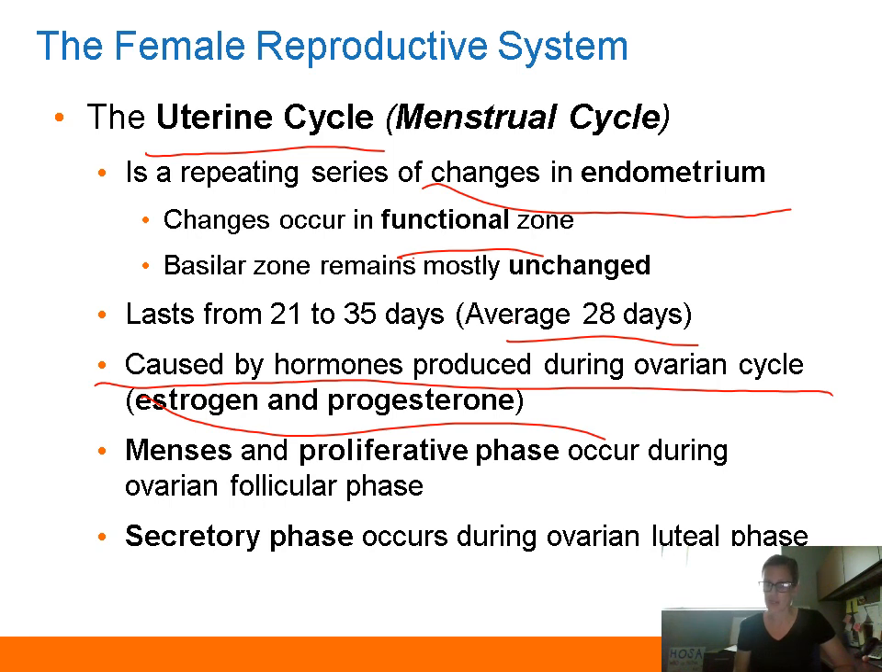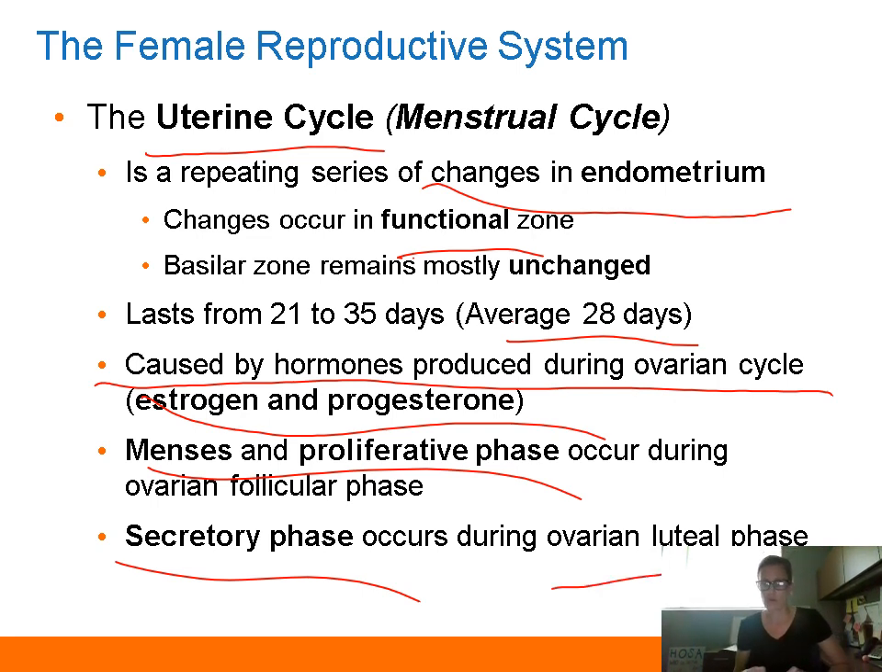There are three phases of the uterine cycle. Menses, the proliferative phase. So those are the first two. The first two, menses and the proliferative phase, occur in conjunction with the ovarian follicular phase. So while the follicle is developing, we have menses and the proliferative phase. The secretory phase in the uterus occurs during the ovarian luteal phase.